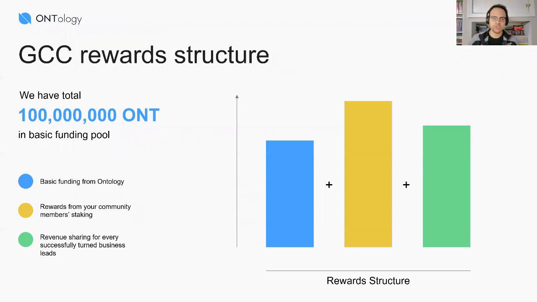The reward structure is we have 100 million ONT in the funding pool. So when the new GCC node is set up, whether it's run by an influencer or an organization or a community group or a research institution, the first reward is just like a regular node. People can choose to stake with it.